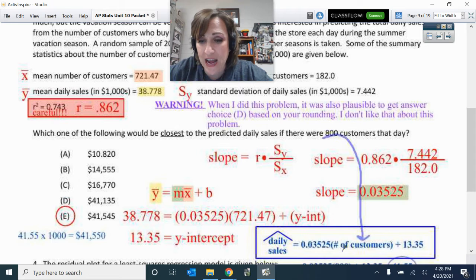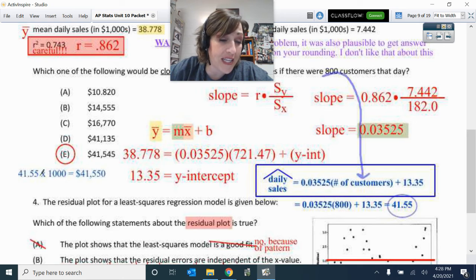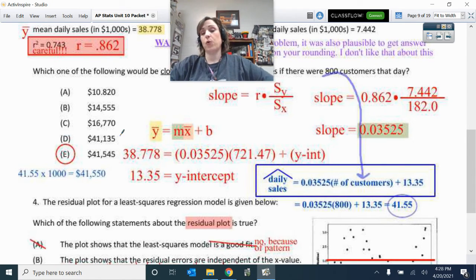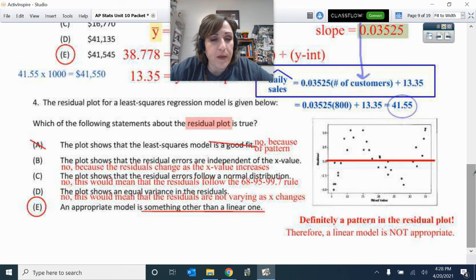So that is how I got this equation for sales prediction. When I plugged in 800 for the number of customers, I got 41.55. But seeing as these are in thousands, I multiplied by 1,000 and got really close to this, just $5 off. I think that was closer than anything I had come up with to get D, so I'm going to go with that. And again, those are so close. I'd have to look at your process, but if you followed that correct process, then I think you'd be good.